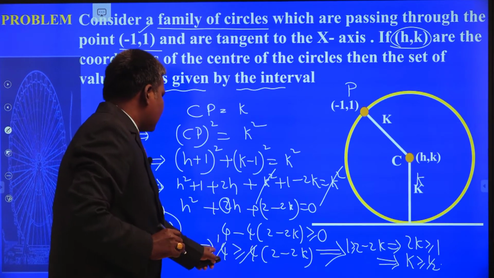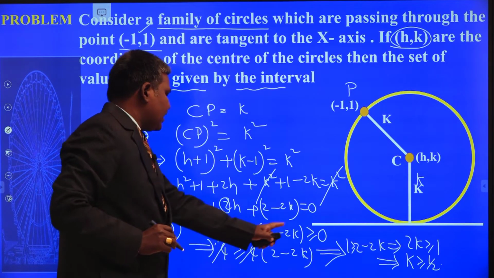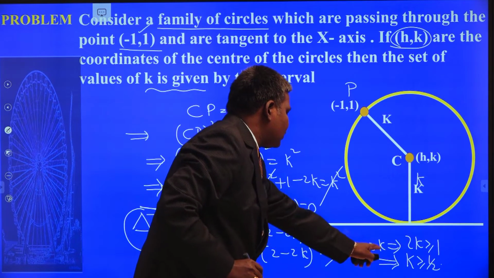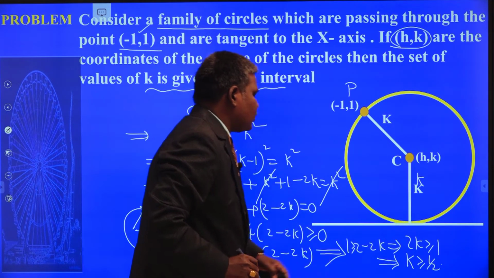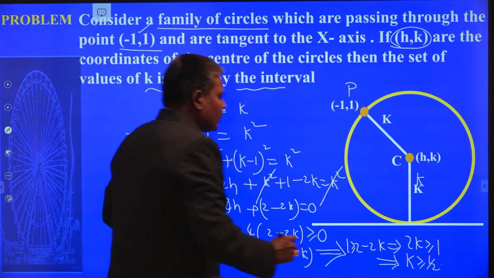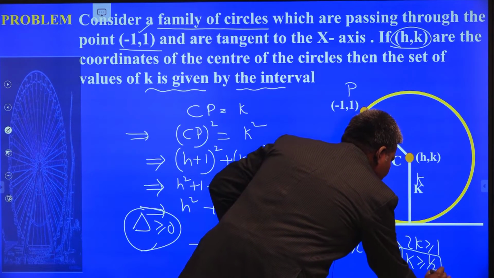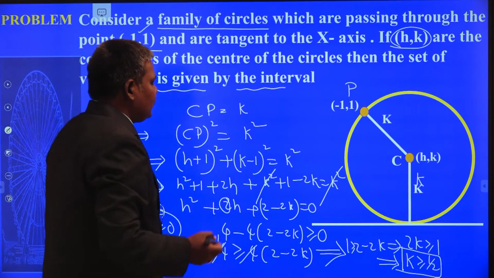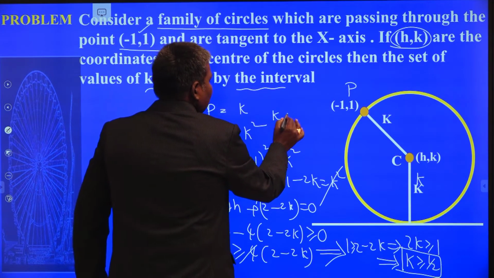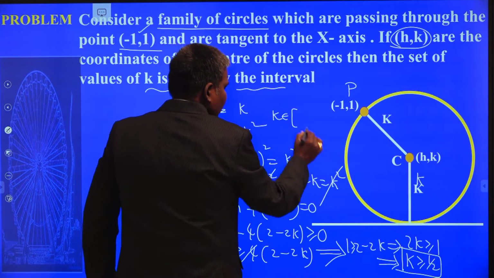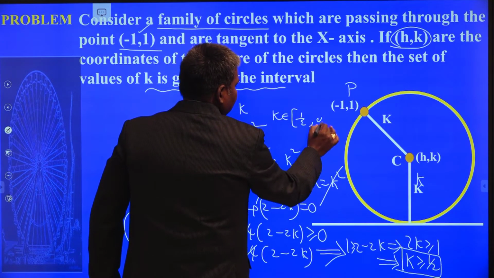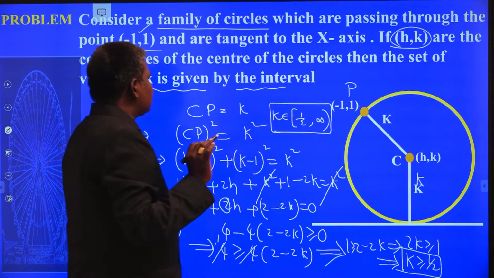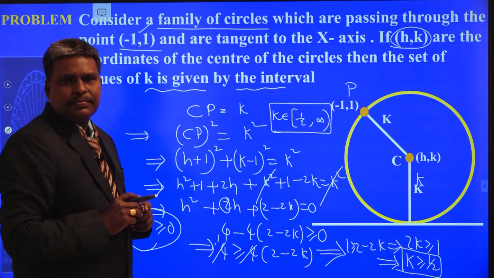So 1 is greater than or equal to 2 minus 2k. Take 2k to the left side and 1 to the right side. 2k greater than or equal to 1 implies k greater than or equal to 1 by 2. This is the range. So the set of values of k is closed 1 by 2 to infinity. So k belongs to [1/2, infinity). In this manner we can finish the problem. Okay.